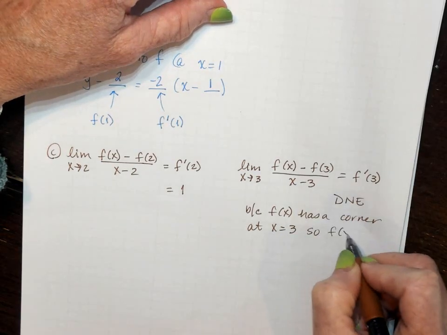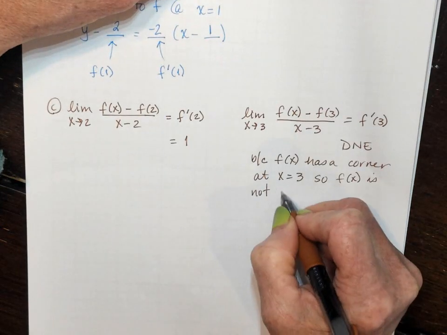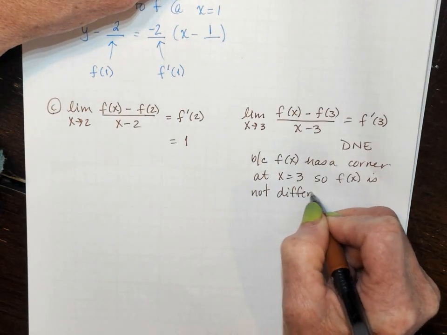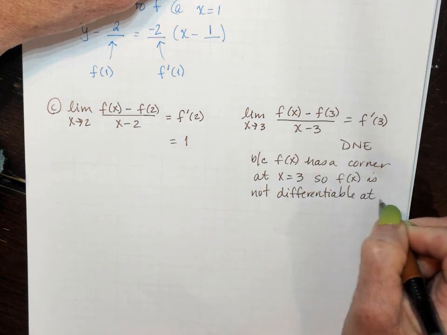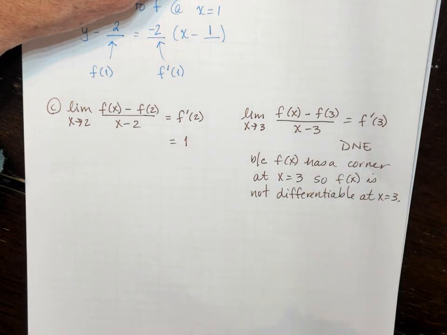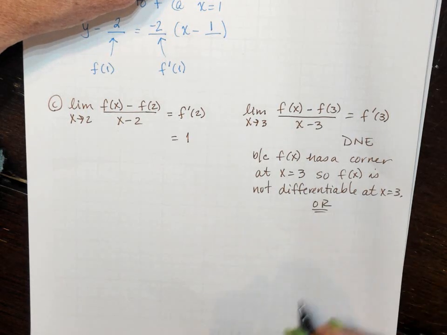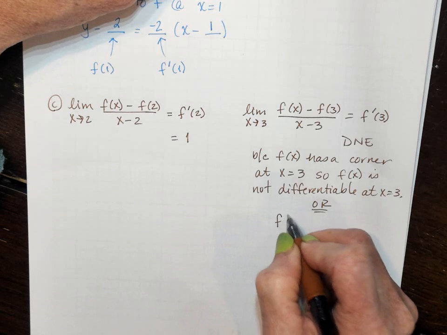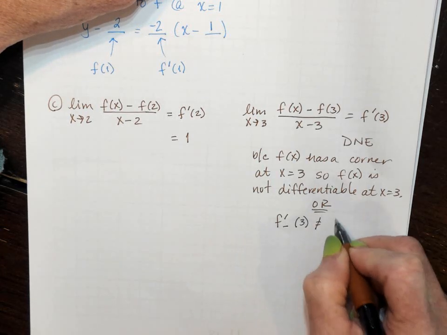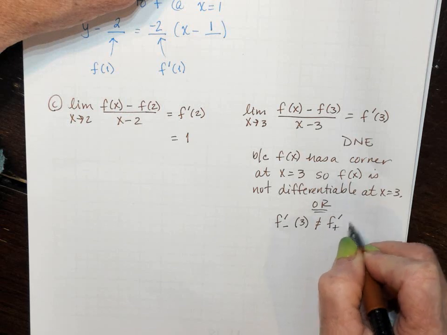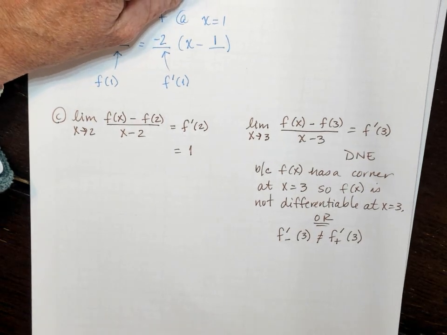So f of x is not differentiable at x equals 3. That's one way of writing it. Another way to write that is you could say f prime from the left side of 3 does not equal f prime from the right side of 3. Either one of those are acceptable.